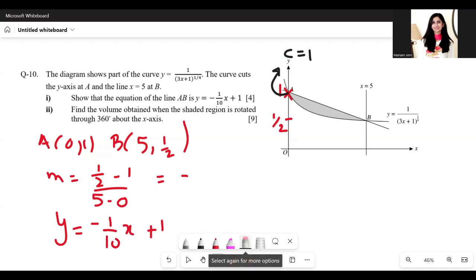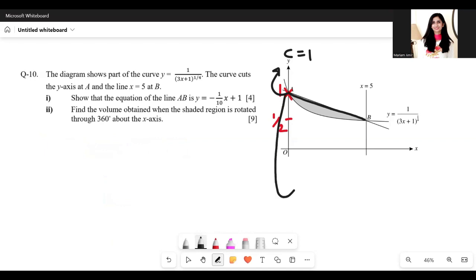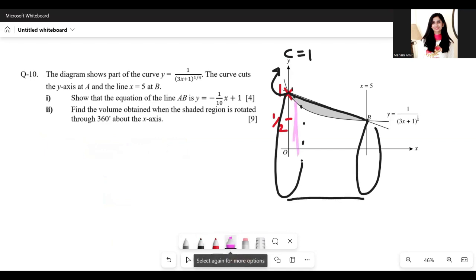Part 2 says find the volume obtained when the shaded region is rotated 360 degrees about the x-axis. Since this is the shaded region, we'll first revolve this around the x-axis, so we'll get a shape like a frustum. We'll find this volume, and then we're going to revolve the curve around the x-axis, and this will become a shape like this. Then we will subtract the results and get the volume of revolution of the shaded region.